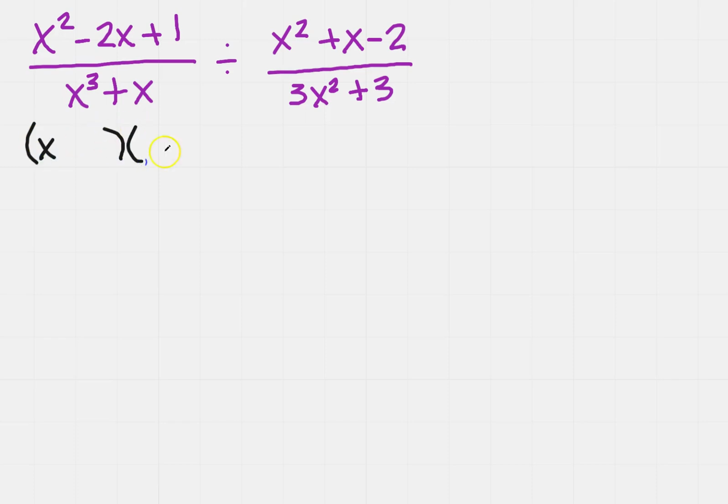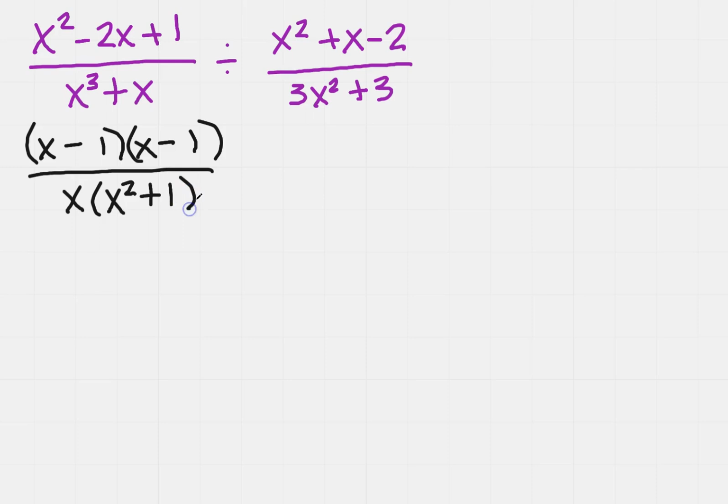So I need two sets of parentheses. I need the factors of 1; the signs are the same, so the factors of 1 that add up to 2, which is 1 and 1. Both signs are negative. On the bottom, I notice I have an x in common, so that leaves me with x squared plus 1.